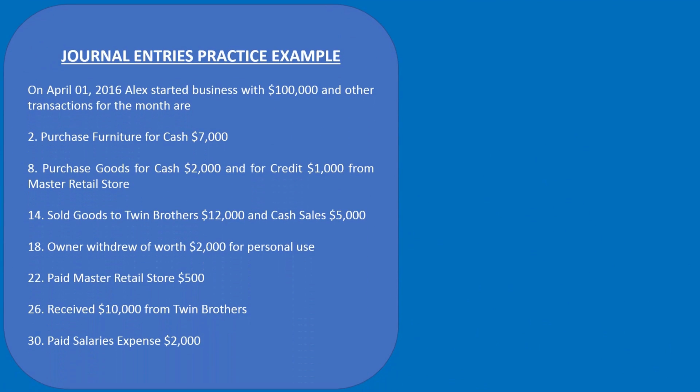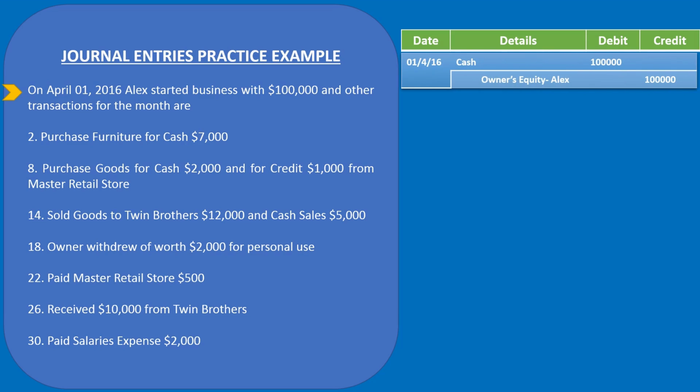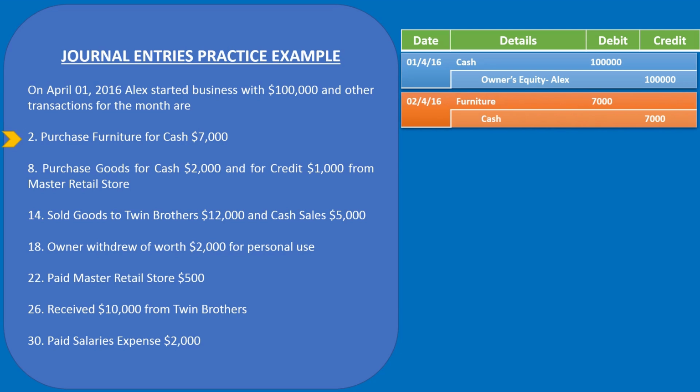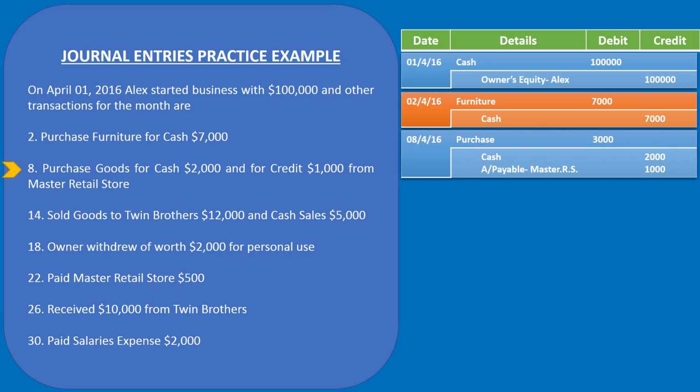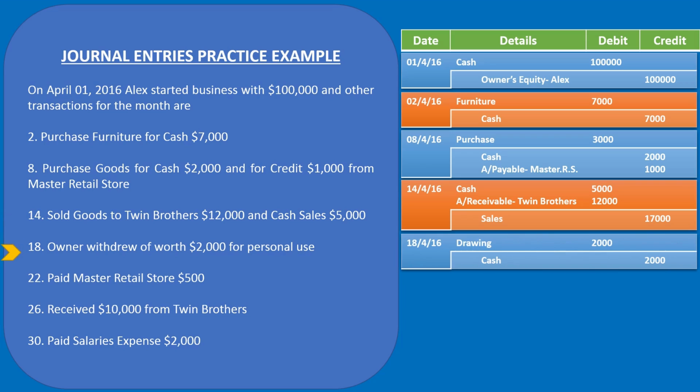On the 1st of April 2016, Alex started business with $100,000. The journal entry will be a debit to cash and a credit to owner's equity with $100,000. Next, on the 2nd of April, a purchase of furniture against cash will be recorded with the name of the party as follows. Next, goods purchased partially for cash and on credit will be recorded in the journal like this.